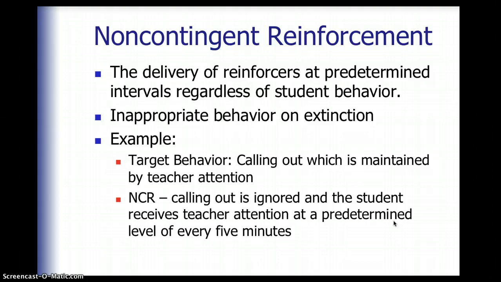So the teacher is saying, Johnny's calling out, blah, Mrs. Clark, Dr. Clark, blah, blah, blah, blah. I'm ignoring that. And every 5 minutes I'm saying, hey, Johnny, tell me what you've got for answer number 3. Hey, Johnny, what's your thought on that? Johnny, how you doing today? Every 5 minutes I'm giving attention, I'm ignoring the calling out. That's non-contingent reinforcement.